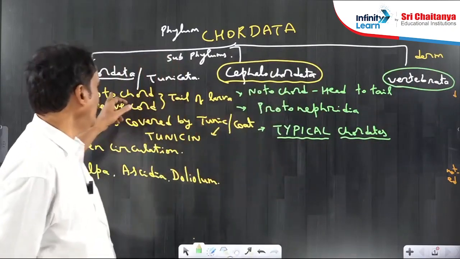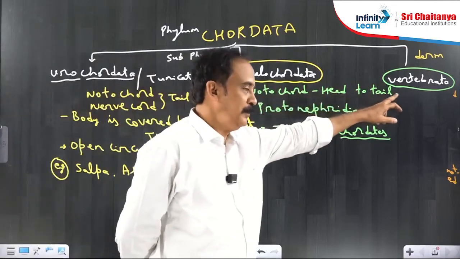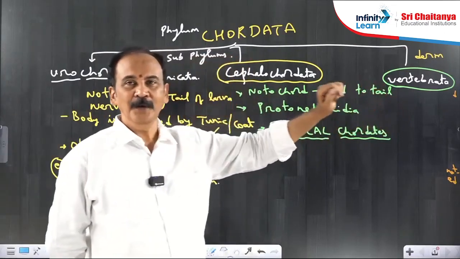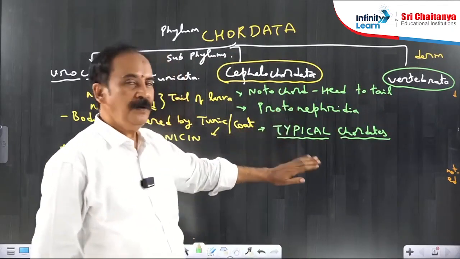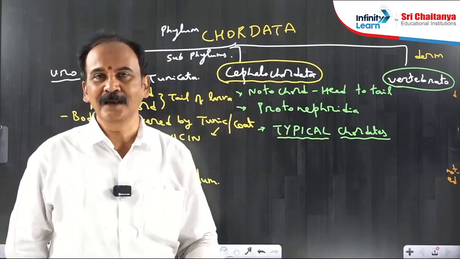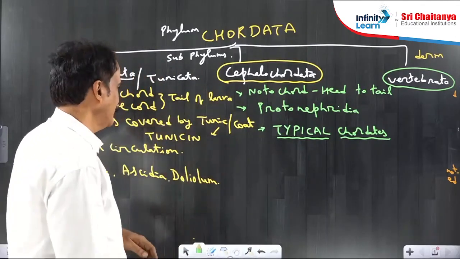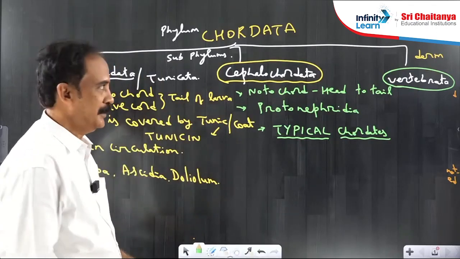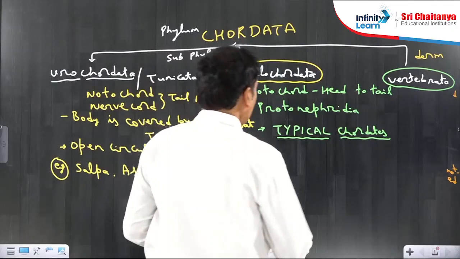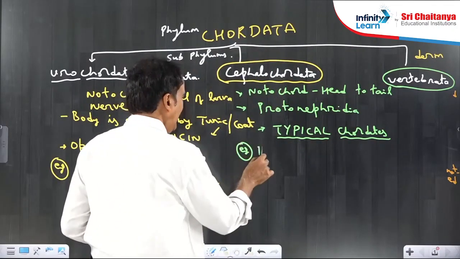Here the notochord is present in the larval tail. In Vertebrata, the notochord will be there only in the embryonic stage, not in the adult. But in cephalochordates, all chordate characters are seen in the adult. That is why they are named typical chordates. And the notochord is also persistent here. This group has the example Branchiostoma.